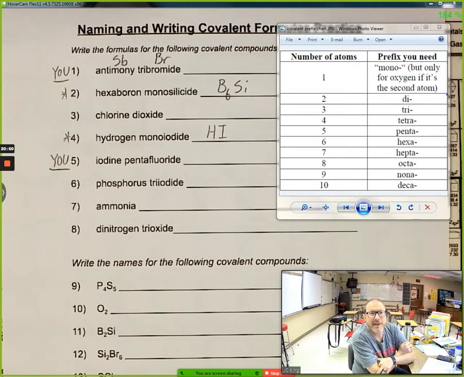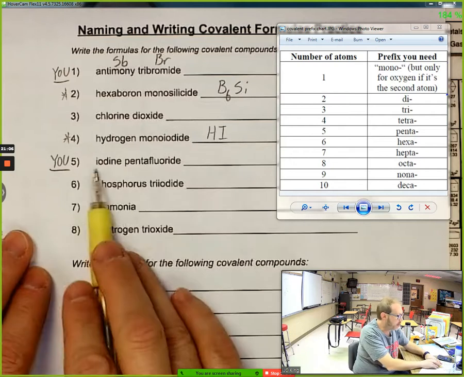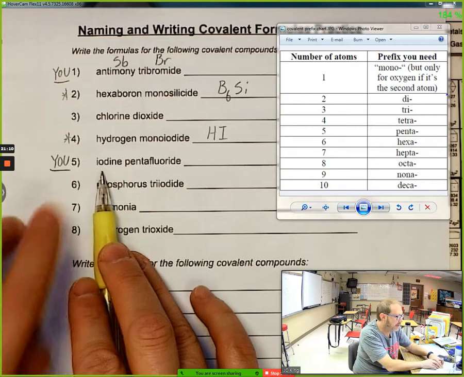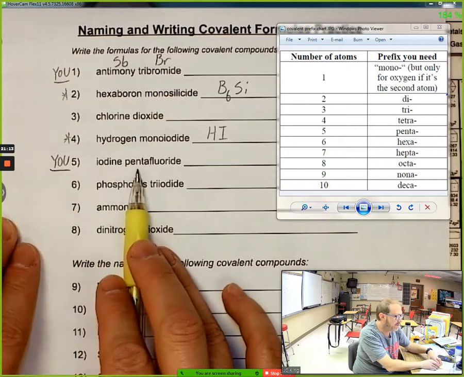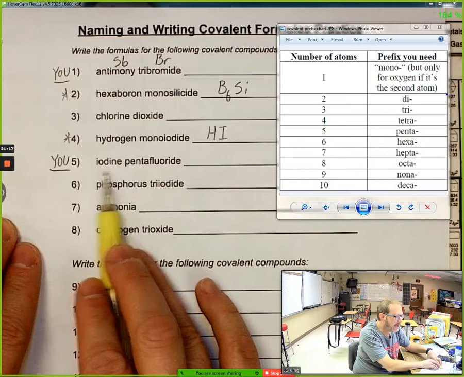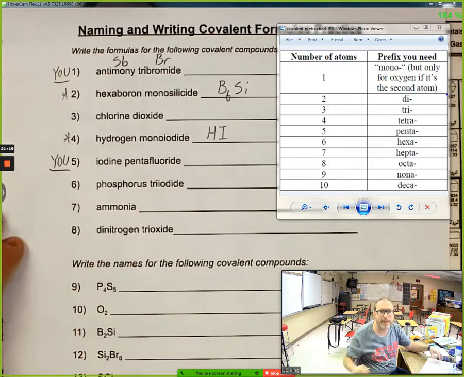The capital and the lowercase definitely makes a difference. And it is definitely important that you're careful about when you've got a 2-letter symbol that you do capital first and lowercase second. And yes, for number 5, since there's no prefix right there, you just assume one of those iodines. Penta means 5, so you'd have 5 fluorine, so it would be IF5. Good job.